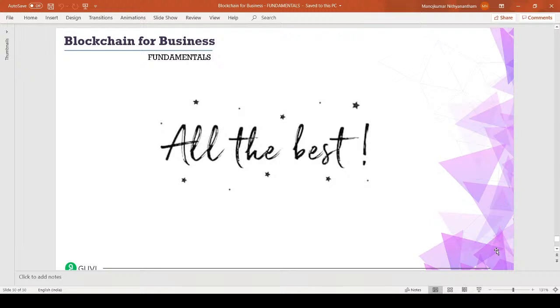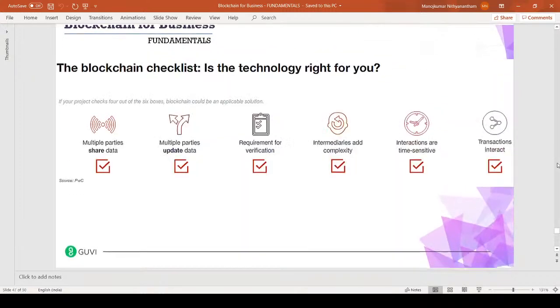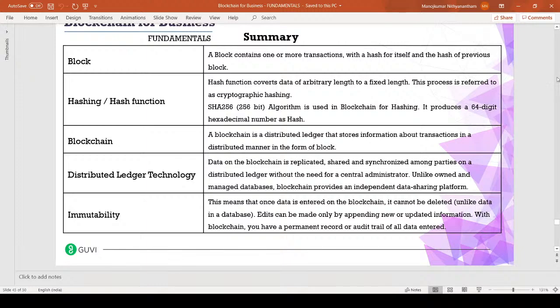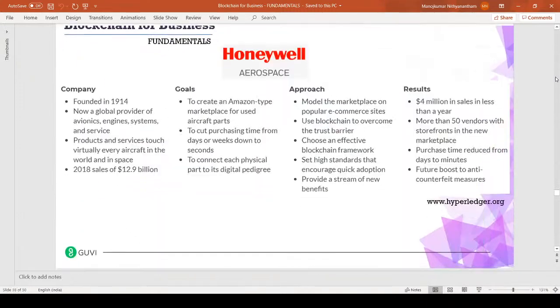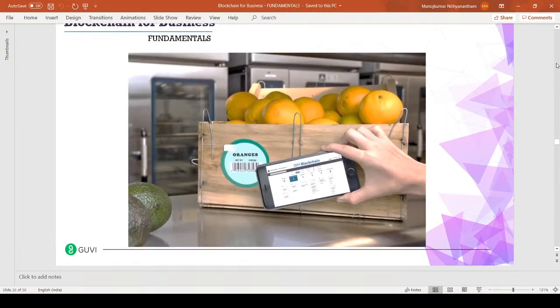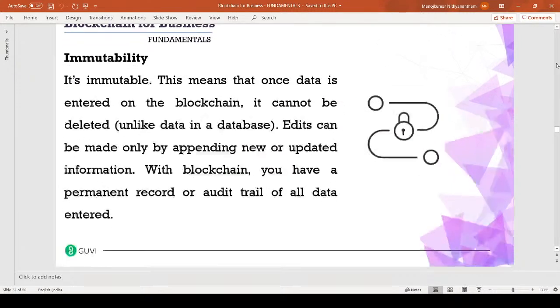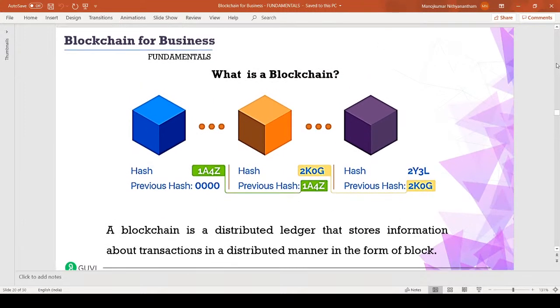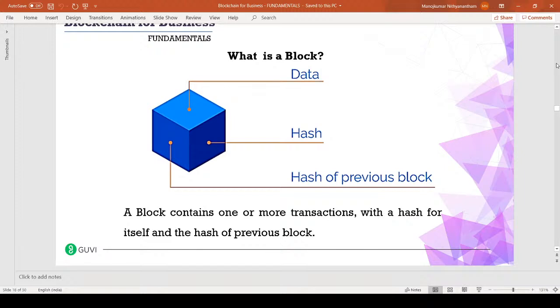Now let me quickly go through the basics again. A block has a set of data, and the data comes from sensors, from apps, from different devices. It gets stored, and the data is protected through a hash function, because each and every block has its own address called a hash, and it also refers to the previous block.